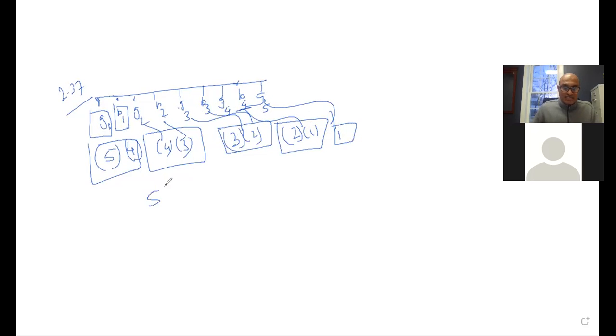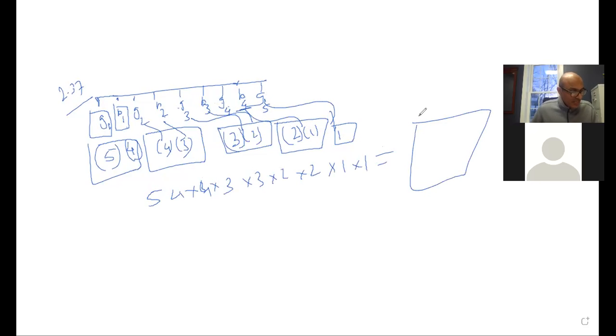So that means I can say 5 times 4 times 4 times 3 times 3 times 2 times 2 times 1 times 1, and whatever the answer you are getting, that is the answer. So these are the ways that five girls and four boys can be seated in a row in an alternating form.